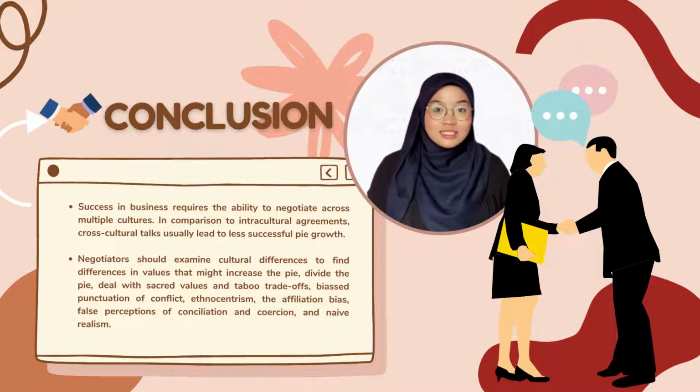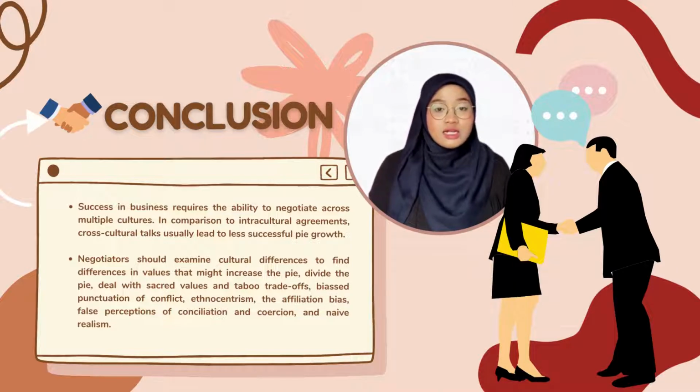In conclusion, success in business requires the ability to negotiate across multiple cultures. Unfortunately, compared to intracultural talks, cross-cultural agreements usually lead to less successful outcomes. Lack of knowledge of cultural differences contributes to the issue. Individualism, collectivism, egalitarianism, hierarchy, and direct-indirect communication are all essential dimensions of cultural diversity, according to the threefold model of culture. In addition to recognizing various conceptions of power, avoiding attribution error, learning how to respect other cultures, understanding how time is perceived, and analyzing cultural differences to identify differences in values that may expand the pie, negotiators should also assess different options for change, such as integration, assimilation, separation, and marginalization.